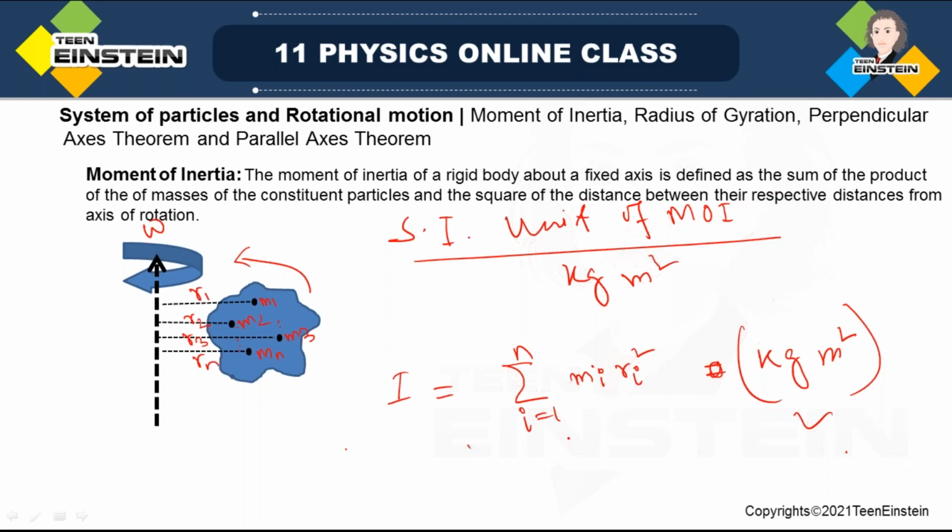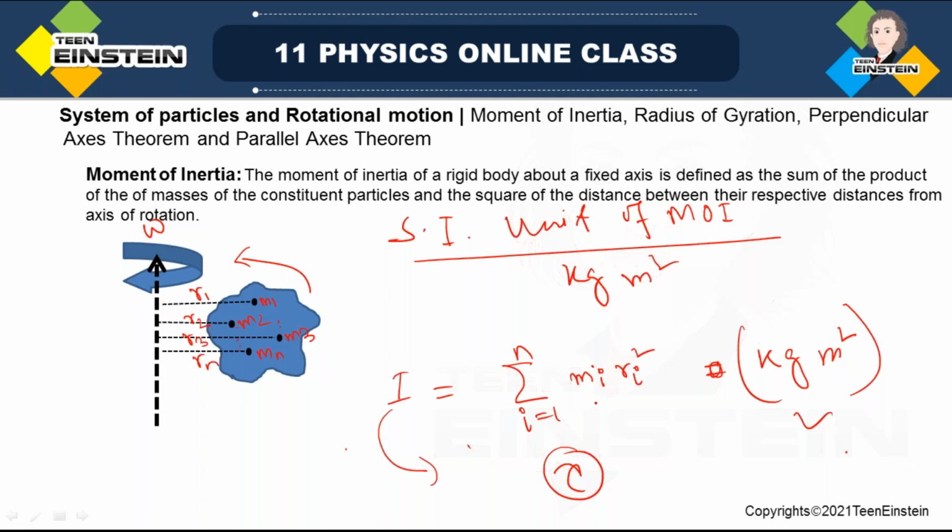So if we want to have a change in the rotational motion, what we apply is torque. Rotational inertia, or moment of inertia, actually resists the change in the rotational motion, and that's why it acts against the torque. So if some object has greater moment of inertia, what does that mean? You need greater torque to change the state of rotational motion of that particular object.